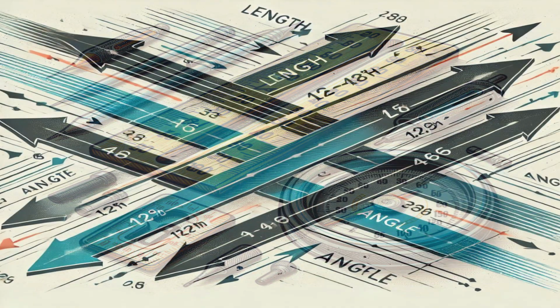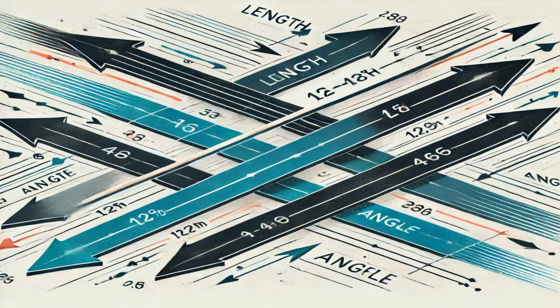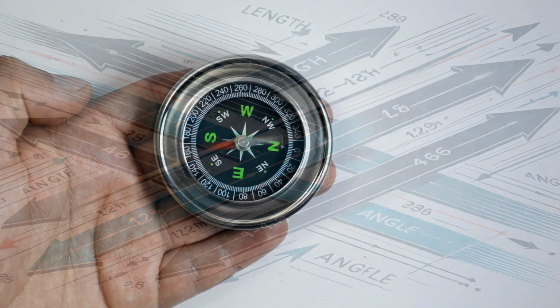Easy, right? Vectors are the cooler cousins of scalars. They combine magnitude, the number, with direction. Picture an arrow. It has a length, magnitude, and a direction, where it points. That's a vector. For example, velocity, 60 kilometers per hour east. Force, 10 newtons upward. Displacement, 5 meters north.